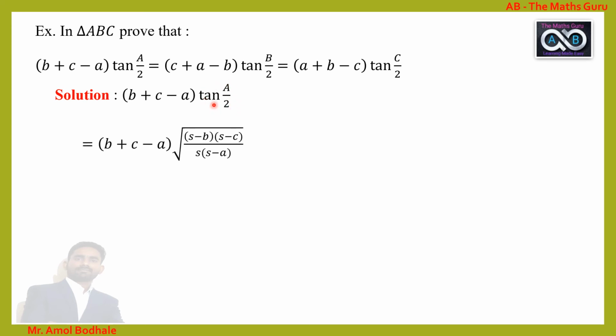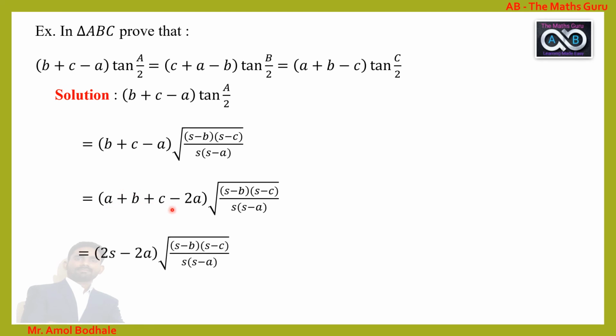Here tan A by 2 can be written as the square root of (s − b)(s − c) upon s(s − a). To adjust this term, we can add the angle a and we can subtract a here. If we add a and subtract a, it will be a + b + c − 2a, and this a + b + c can be written in terms of s, that is 2s − 2a.